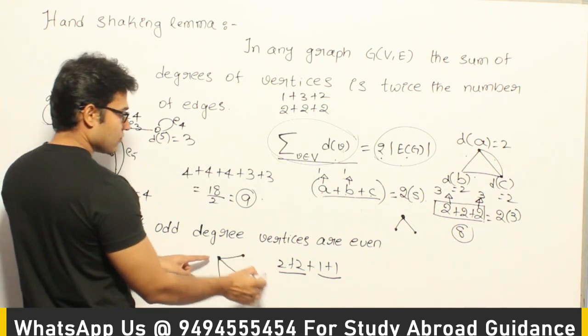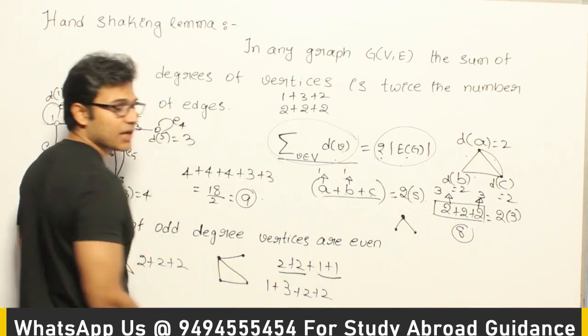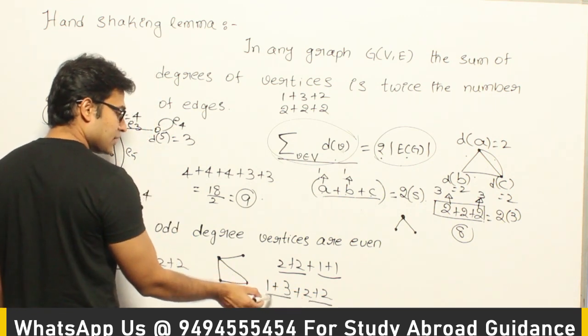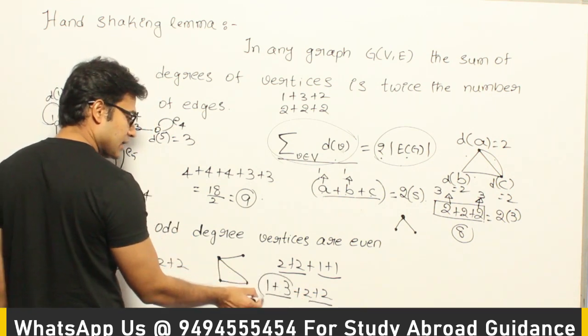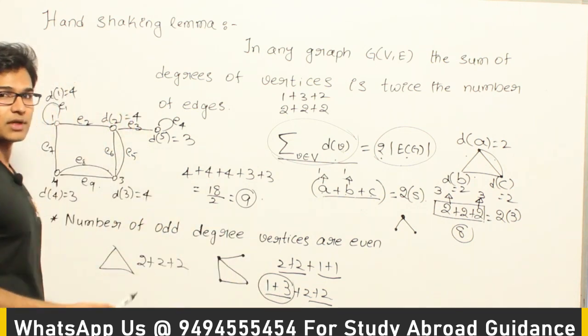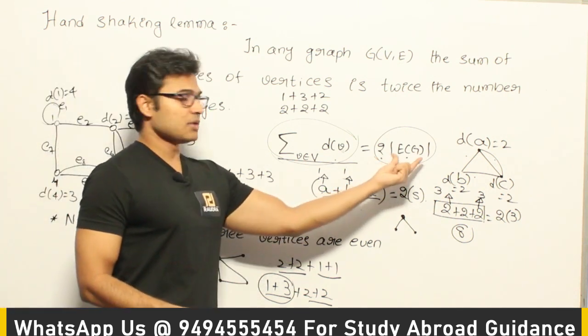Now if you observe this, 1 plus 3 plus 2 plus 2. Again, if you see this, leave out these even numbers. Now look at these odd numbers. There will always be an even number of odd numbers. Then only the total sum is going to be even, right? So that is the important thing that you should observe from here.